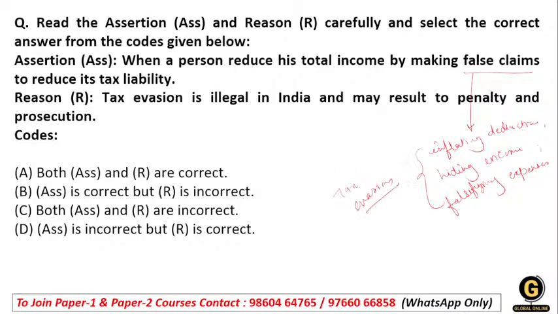So the primary goal of tax evasion is to reduce tax liability by doing illegal things. So this is called tax evasion. Okay, so yes, option number 1 is right, that is, the assertion is true.